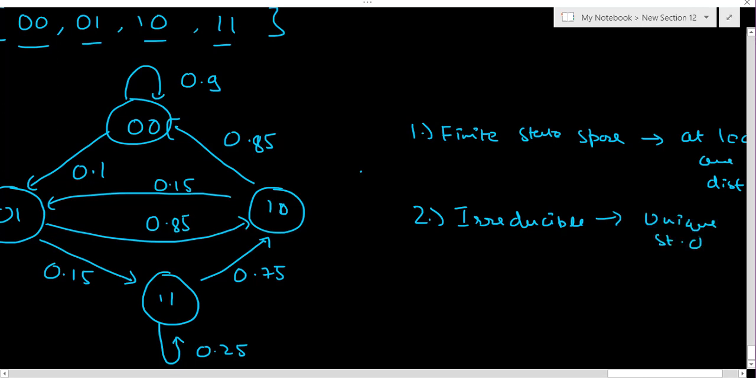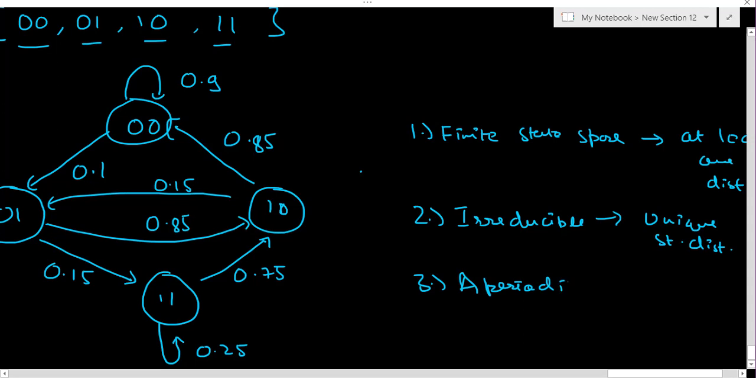Now, will it converge to its unique stationary distribution in the long run? That depends on whether it is aperiodic. Since it is irreducible, the period of all the states will be the same. And since states 1 1 and 0 0 are connected to themselves, their period is 1. So all the states have a period of 1, so it is aperiodic.